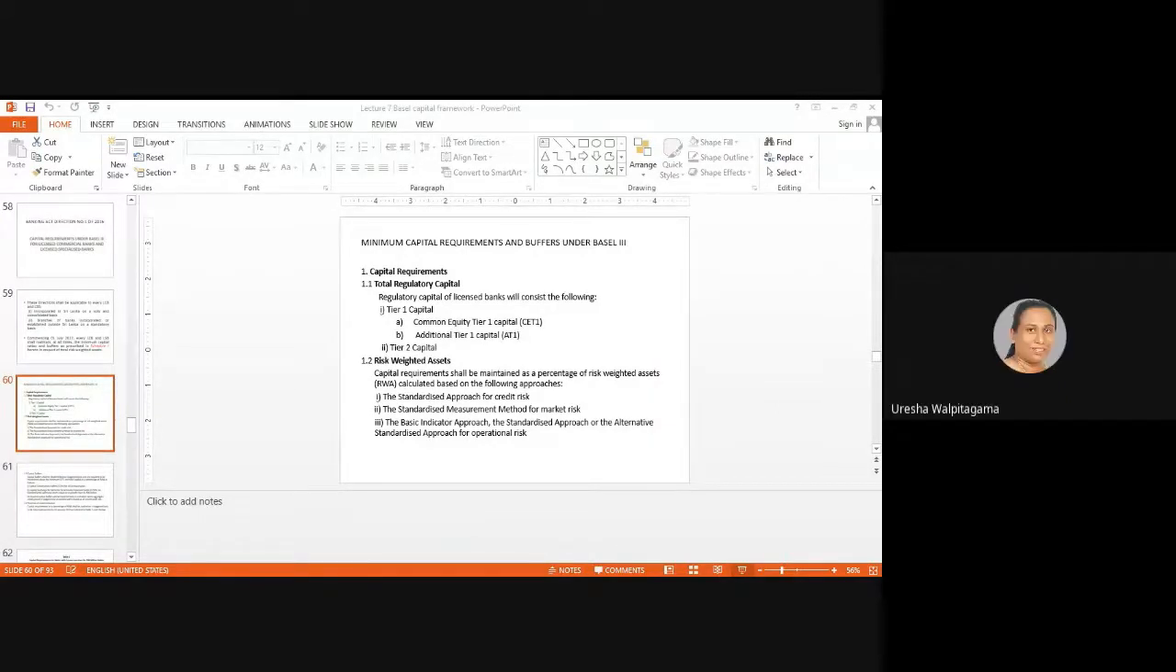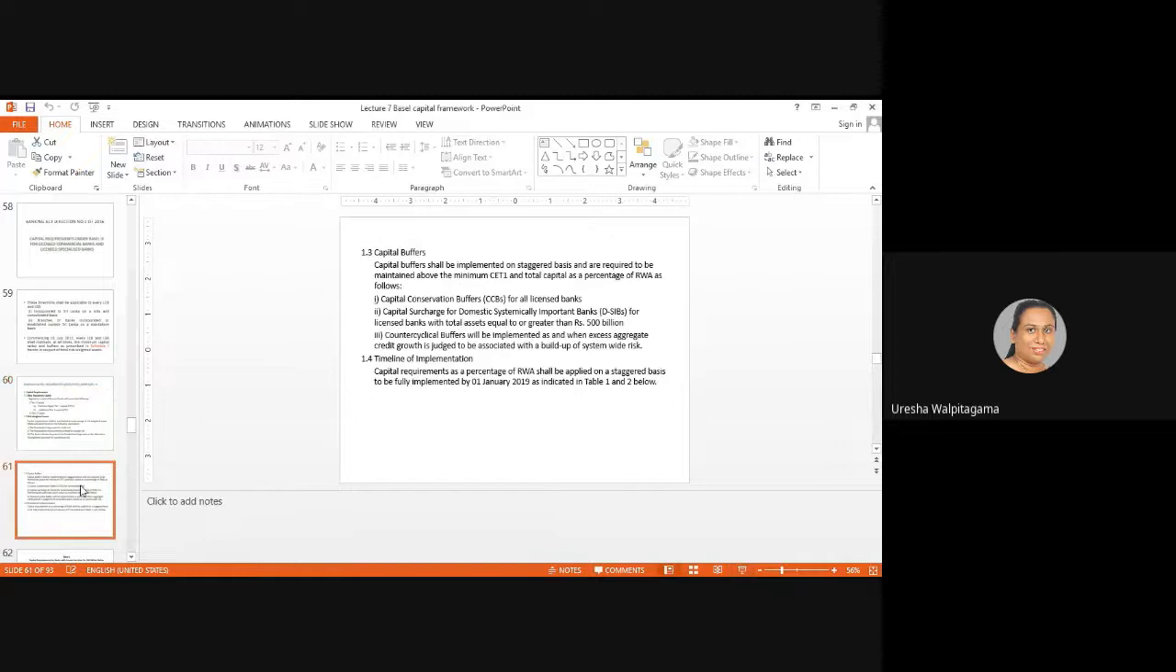Excuse me, I can't even see the slide moving. I don't know how others can see. I don't know why this comes. Can you see now? Still in the minimum capital, the previous slide. Okay, 60. Can you see now? Yes, sir. Let me go back and come here. Something is wrong with the slide.